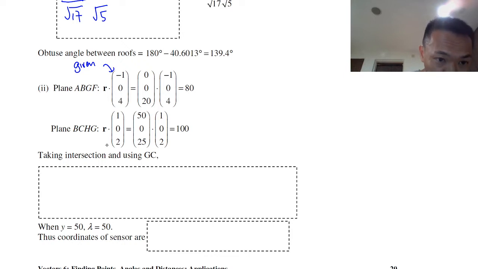This is the normal of the plane. This is also given. Do we know one point on the line ABGF? We know A. A is a given point. This is actually OA.